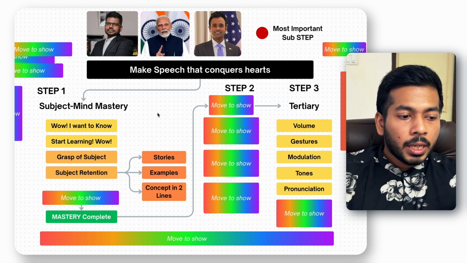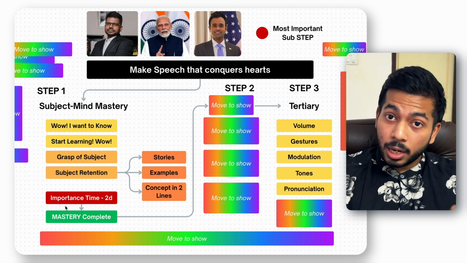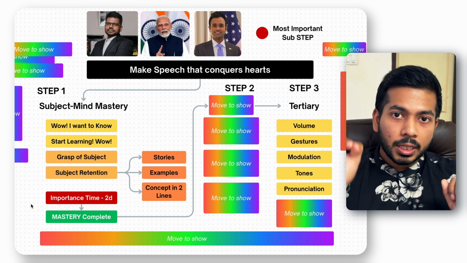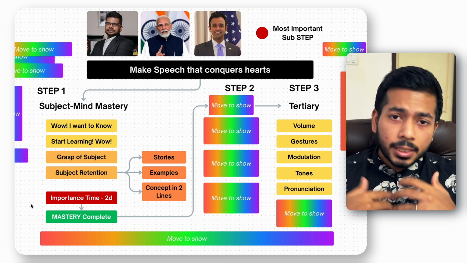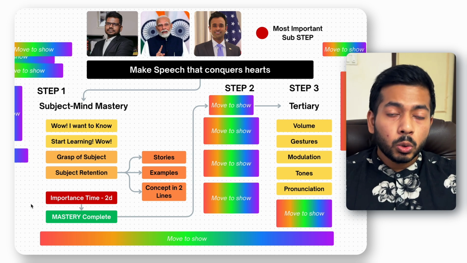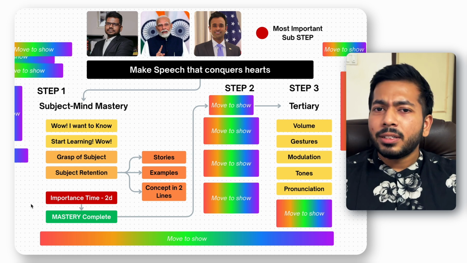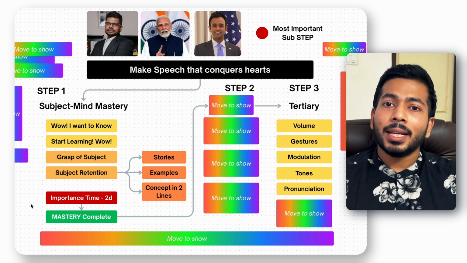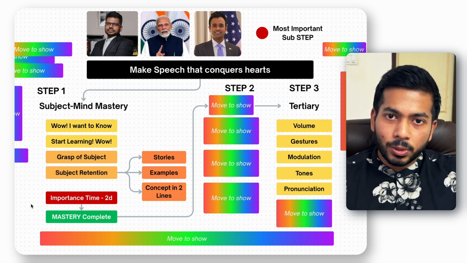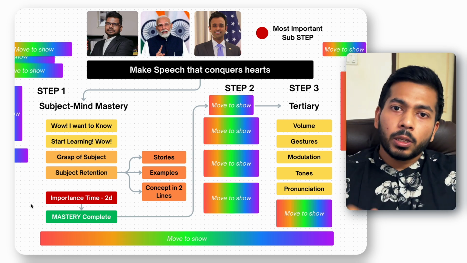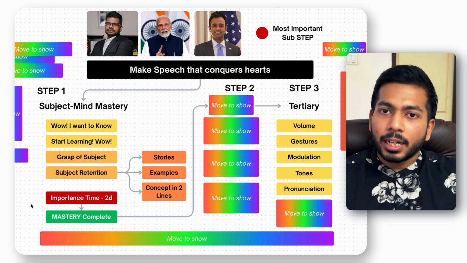That's important. And once this is done, this is the most important part because it's marked red. It's importance time. Now, what is this importance time? Importance time is the time you give to your mind to settle into a particular topic. So you've read this very interesting, very new topic which your mind has just ingested. You've understood some stories, some examples, you've understood the gist of it in a particular 1 or 2 liner. And now you have to let your mind settle into it.